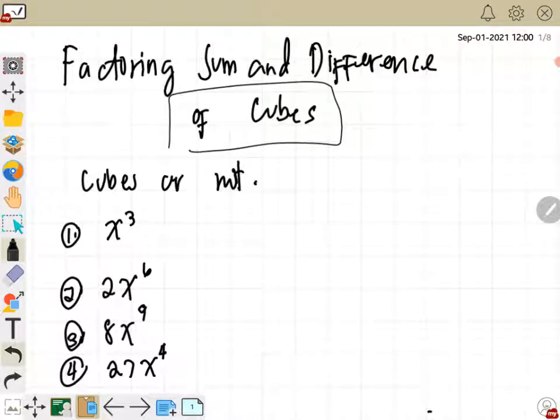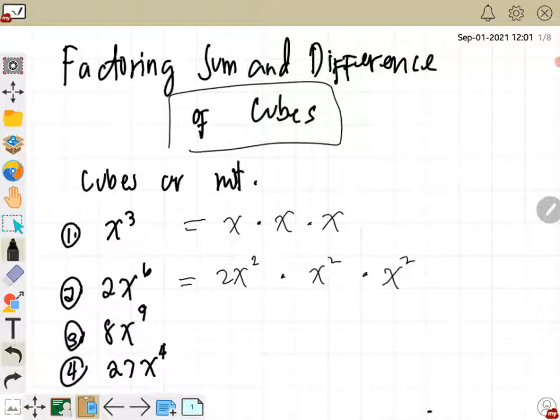Here we have 4 expressions and let's try to determine if they are cubes or not. We can say that an expression is a cube if we can form 3 of the same factors out of that expression. Like x cubed, this is obviously a cube because we can just say x times x times x. So 3 the same factors. 2x raised to 6 is not a cube because, although x squared can be split into x squared, x squared, x squared, because of the 2, this is not a cube.